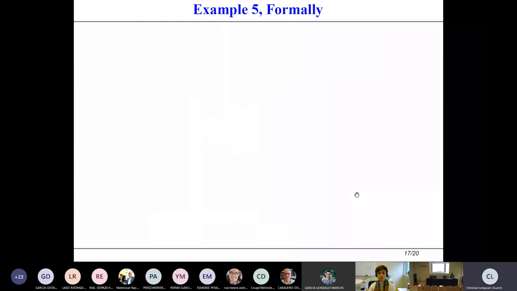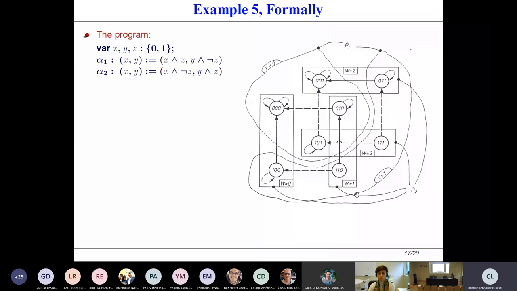Example 5 formally: I want to show you the target program and what eta looks like, but it's only for inspection. I don't expect you to follow this through completely. We have already seen the source program, and we have seen the state transformation space with its two orthogonal partitionings.